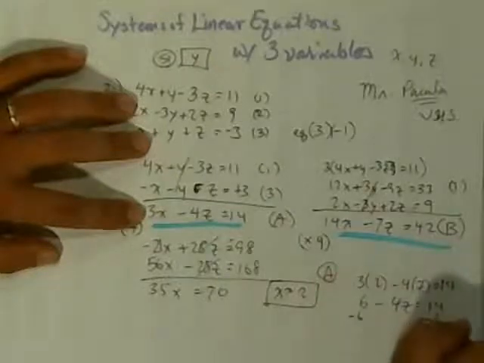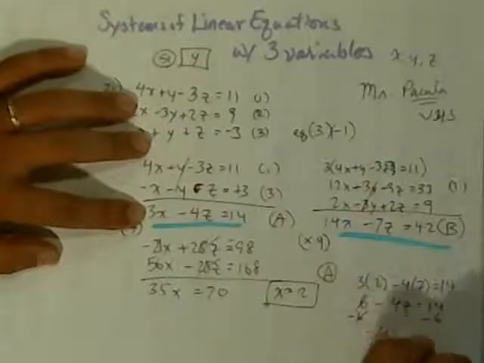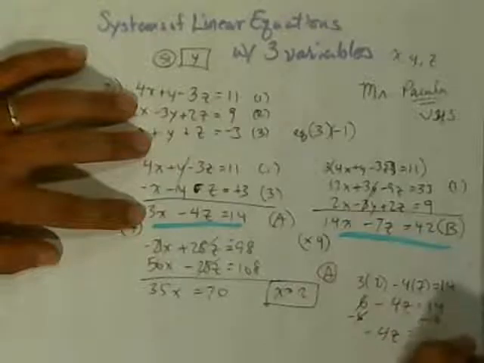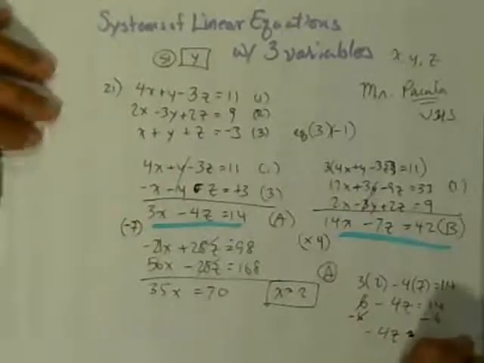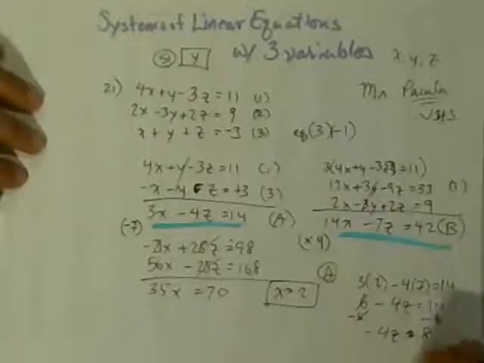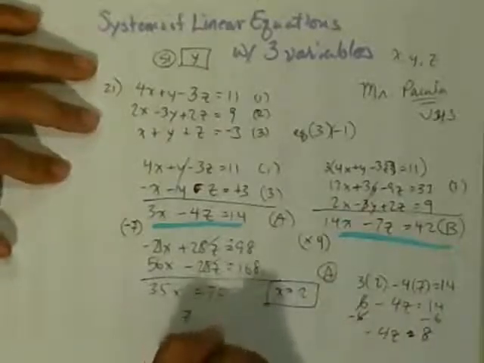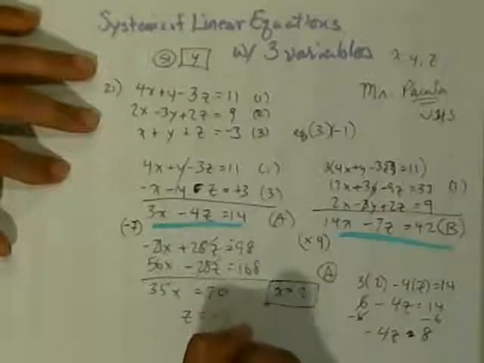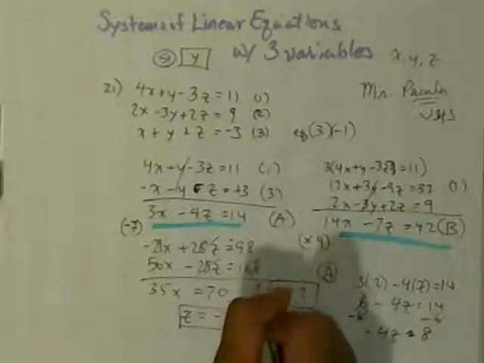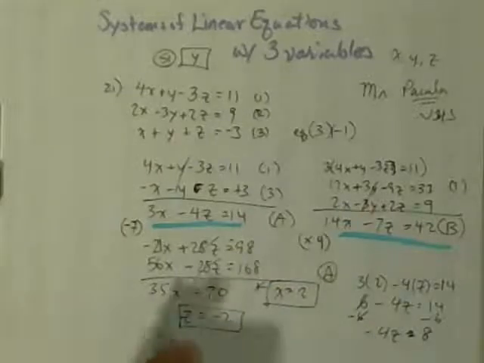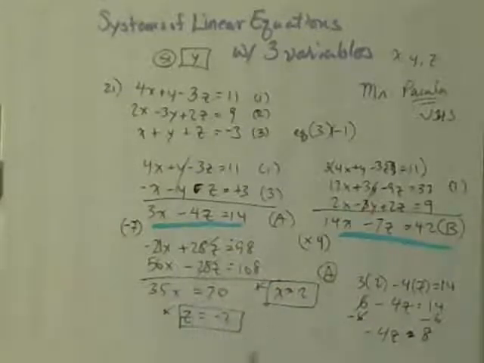Subtract 6 from both sides. Minus 4z is equal to 14 minus 6, which is equal to 8. And z happens to be negative 2. So you have your first part, x is equal to 2, z is equal to negative 2.